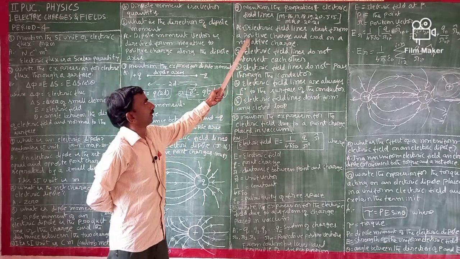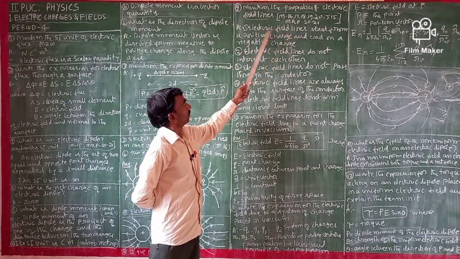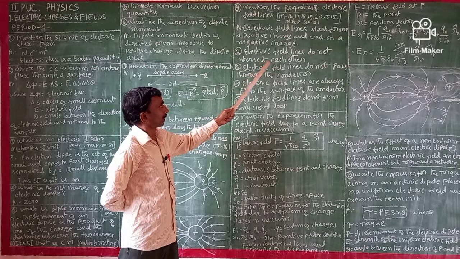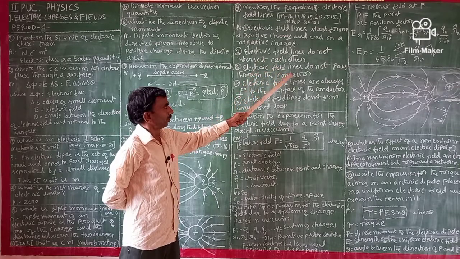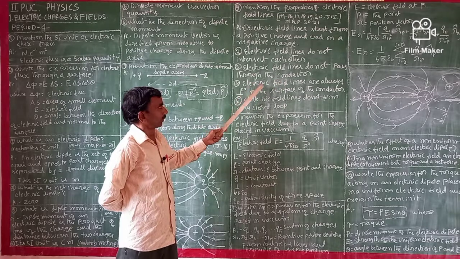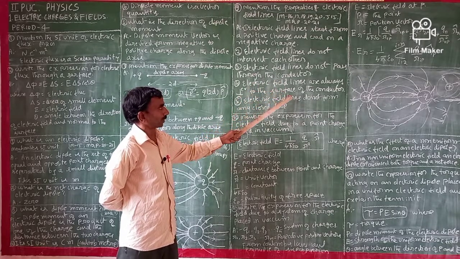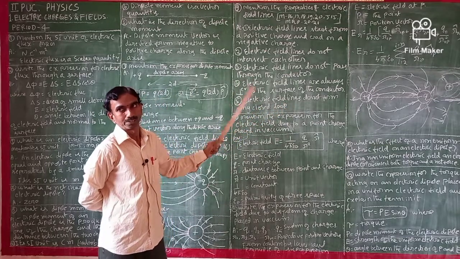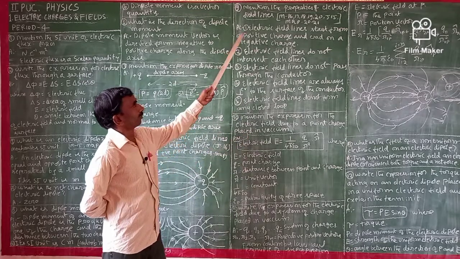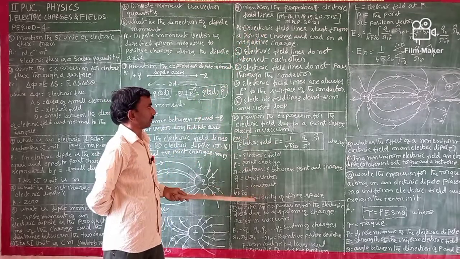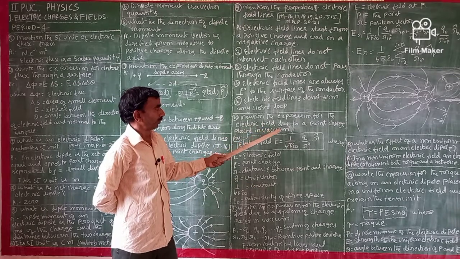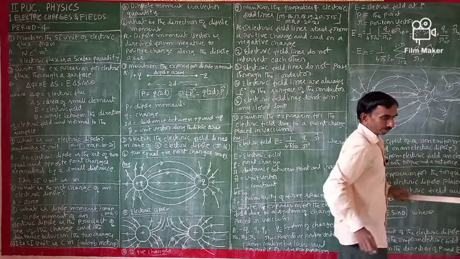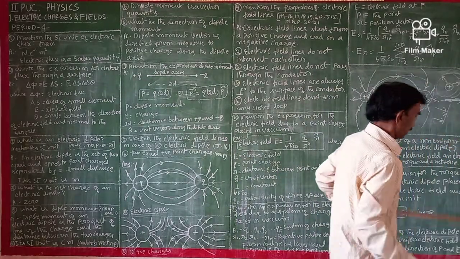Once again I am explaining: electric field lines start from a positive charge and end on a negative charge. They do not intersect each other. They do not pass through the conductor. They are always perpendicular to the surface of the conductor. They do not form a closed loop. These are the points you have to remember. It is very important; underline this. Next question: mention the expression for the electric field due to a point charge placed in vacuum. Suppose there is a point charge there.